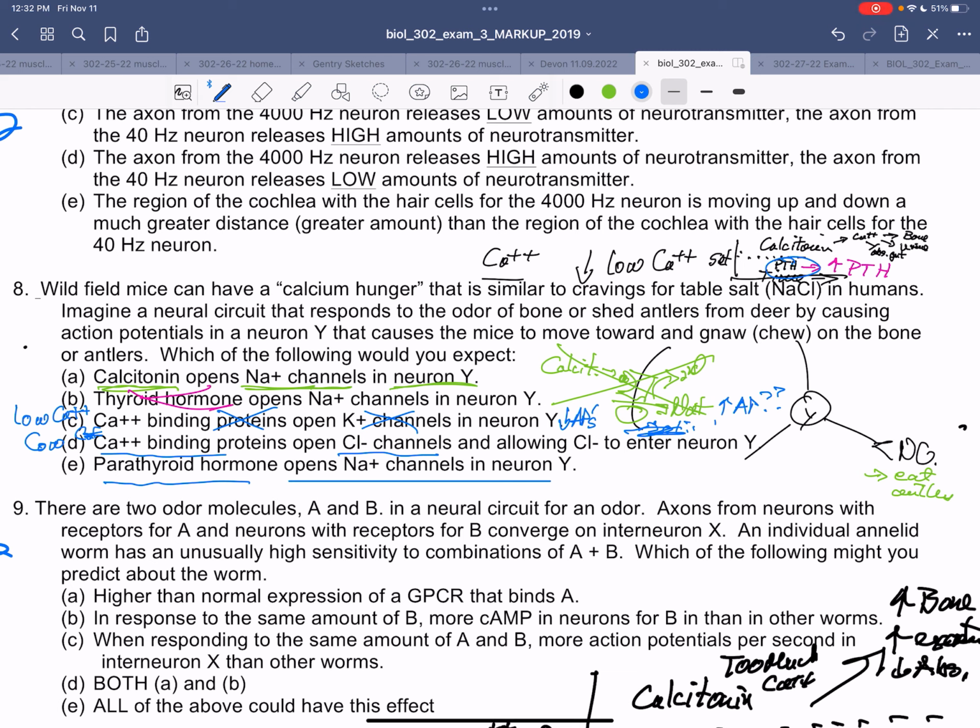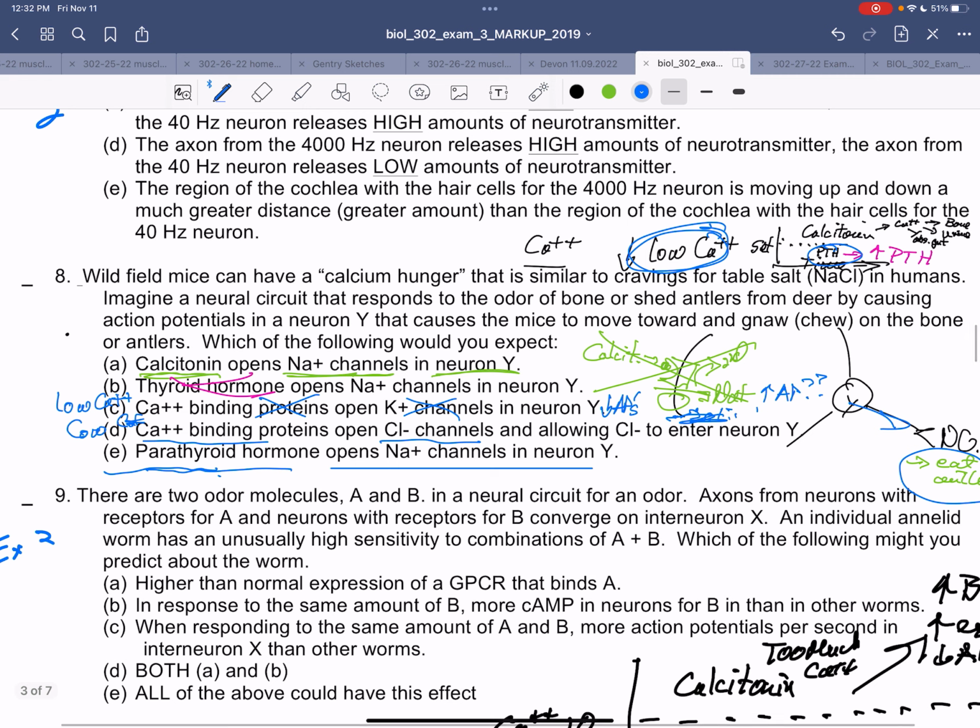Well, parathyroid hormone happens when you have low calcium, and that one would definitely work. So best choice, parathyroid hormone, should be present when calcium is low, would open sodium channels, more action potentials, we'd trigger that neural circuit.